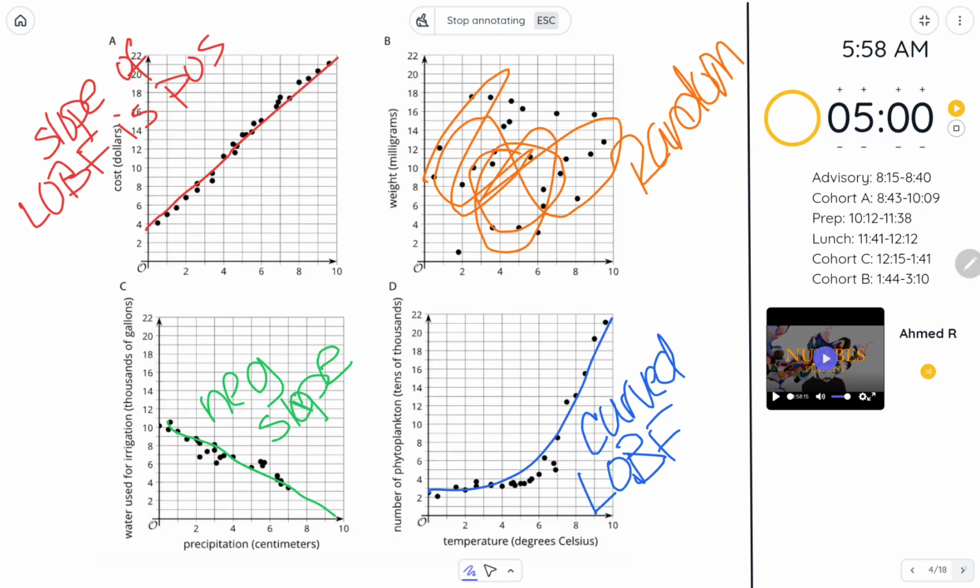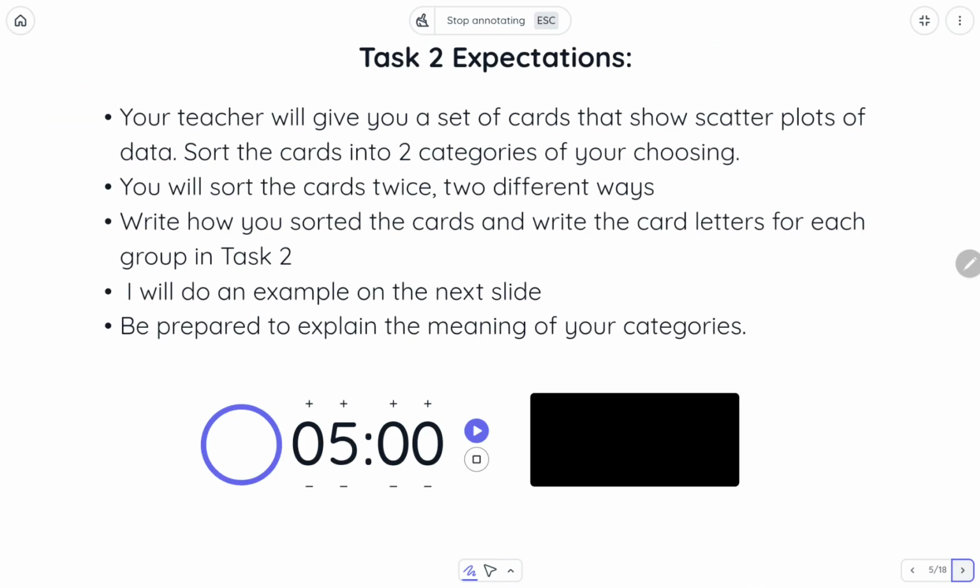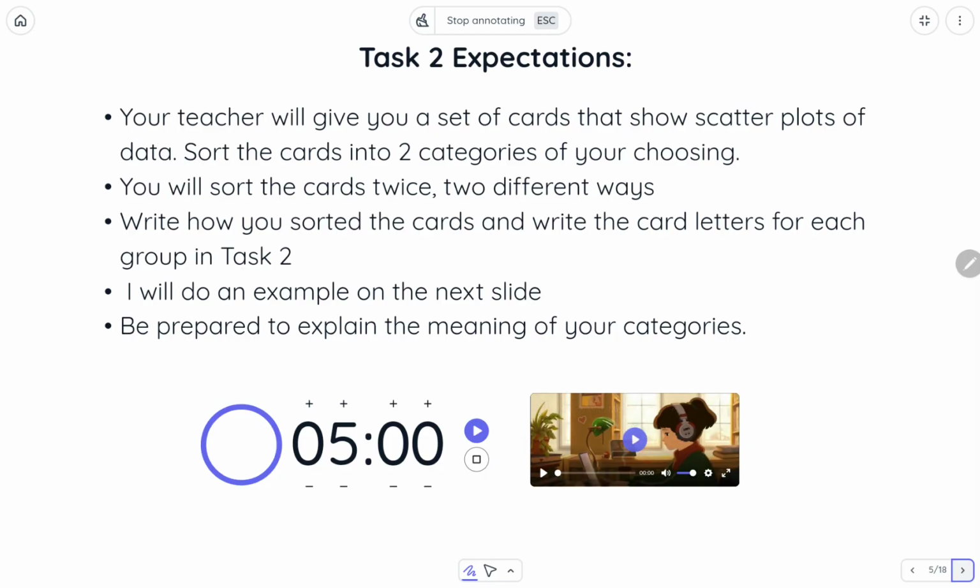All right, so let's move on to our second task. For task 2, you would have received a sheet of different scatter plots and you were supposed to be arranging them however you saw fit. And you're going to do it twice. The idea was that you were going to get to a certain place with it, but I'm going to do that for you so that way you see exactly what you're supposed to see by the end of this.